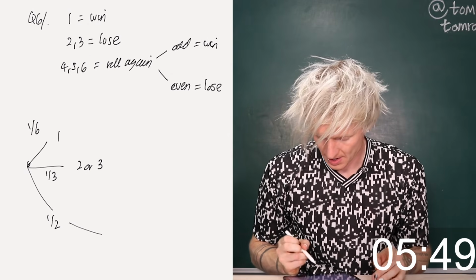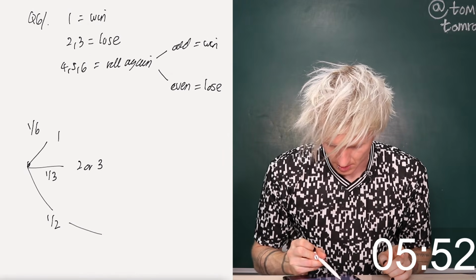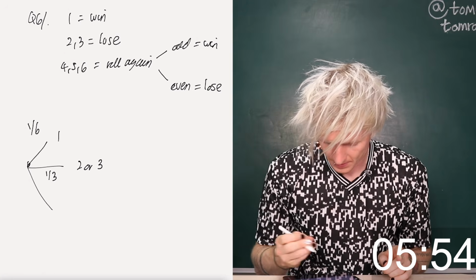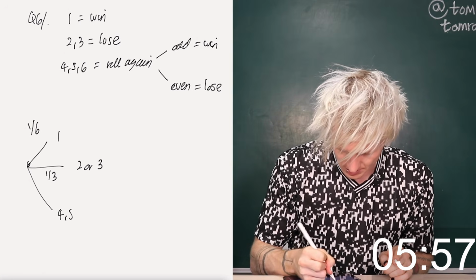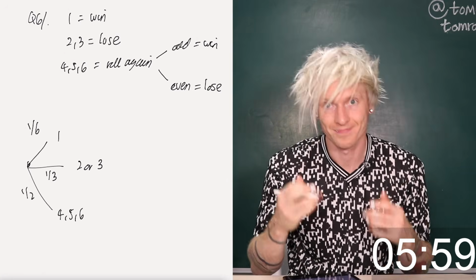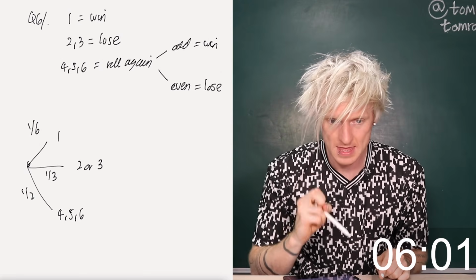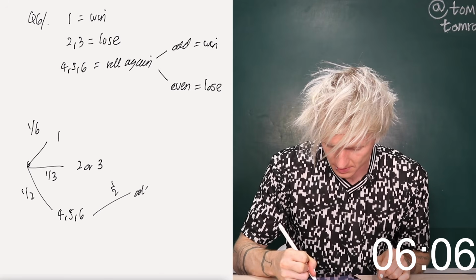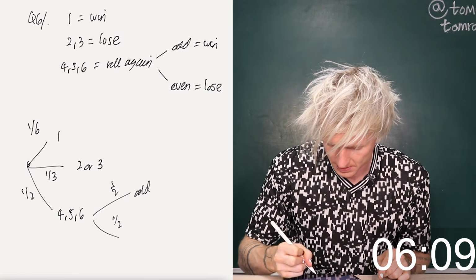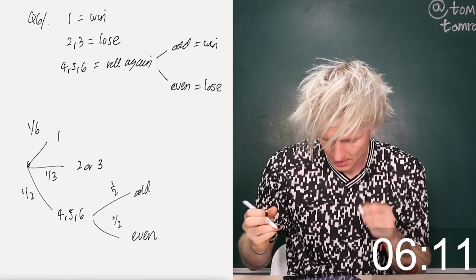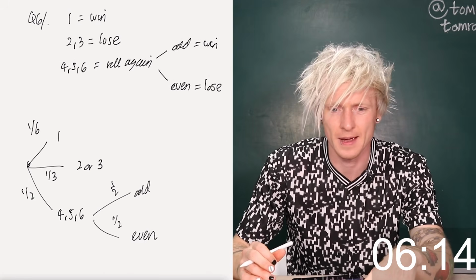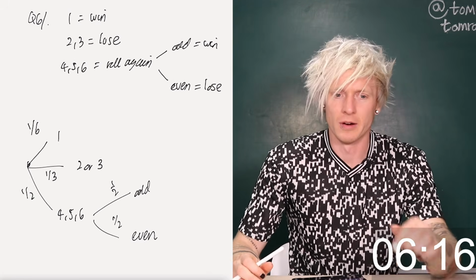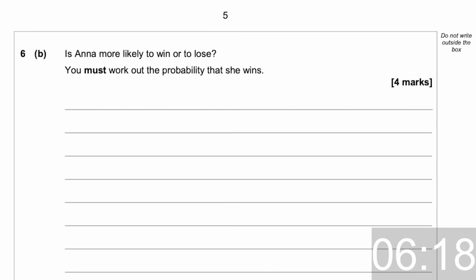Nope, I've written that out wrong. Oh, get your diagram right. So she's rolling a 4, 5, or 6 with probability a half. And then from there, we've got a half to get odd, or a half to get even. Okay, fine. I'm happy with that. Oh, wow. Here we go. Is Anna more likely to win or lose? You must work out the probability that she wins. Right, I can do this.